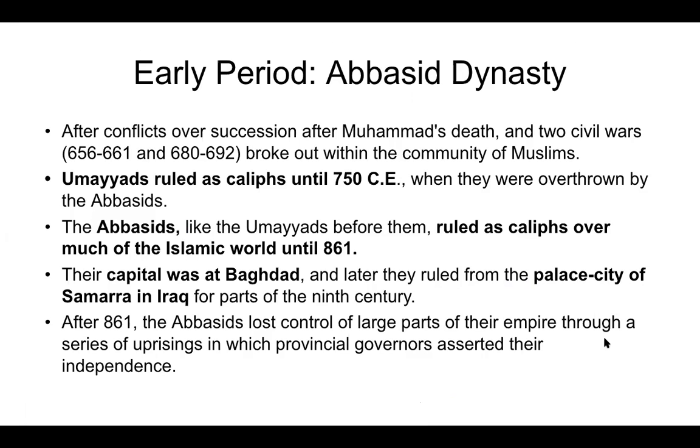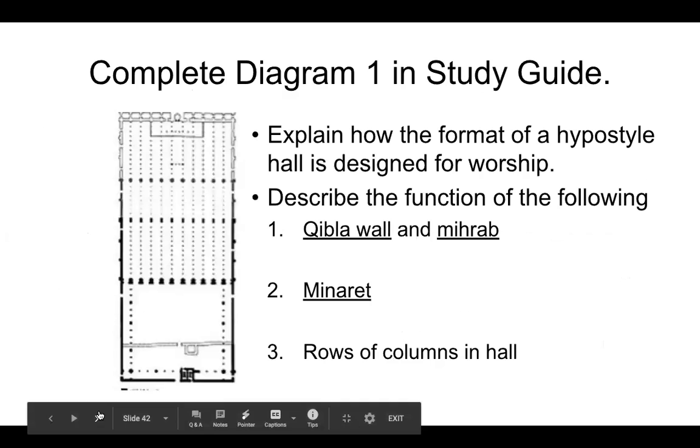After the death of Muhammad, you remember that there were several civil wars that broke out in the Islamic communities. And a series of them kind of would gain power and go to different places in different territories. And so we're going to focus on one of these early periods called the Abbasid dynasty. They ruled as caliphs until about 861, and their capital city was Baghdad, and they had a large palace city in Samarra. And so that's actually where we're going to start our discussion of looking at mosques.